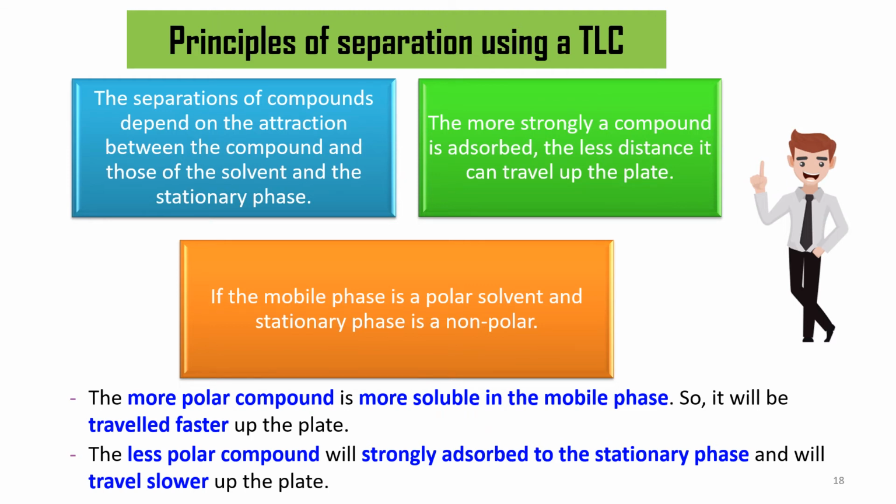TLC also same, tak tahu pun sama principle separation dia. Compound depend on the attraction between compound and those of the solvent and the stationary phase. The more strongly a compound is absorbed, the less distance it can travel up the plate. If the mobile phase is polar solvent and stationary phase is non-polar, the more polar compound is more soluble in the mobile phase, so it will be travel faster up to the plate. The less polar compound will strongly absorb to the stationary phase and will travel slower up the plate.